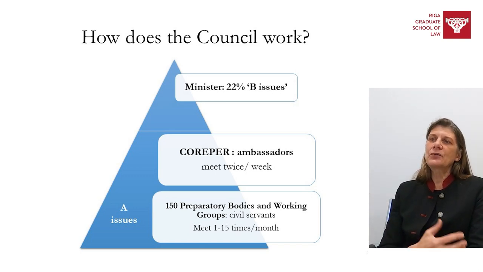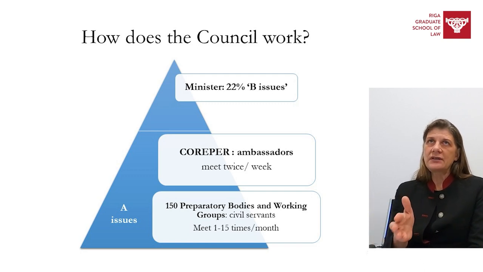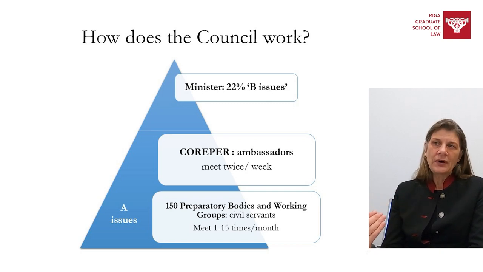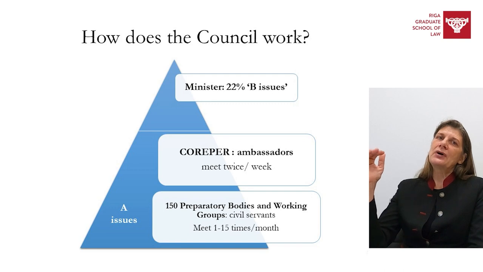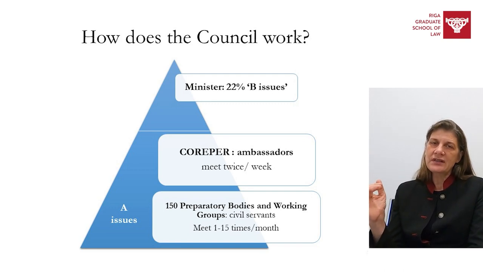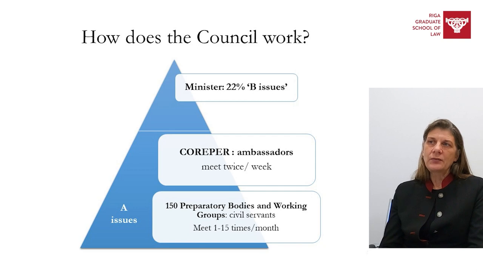Then there would be some issues where the countries are still very divided, where there are national interests and possibly even coalitions of like-minded groups, so that at the expert level no further compromise is possible. In such a case, the presidency would decide to lift this issue up to the next level of negotiation, which will be done by ambassadors. In the slide you see the level of so-called COREPER ambassadors, an acronym which actually explains the Permanent Representatives Committee. If you take the acronym from the French language, you get COREPER.